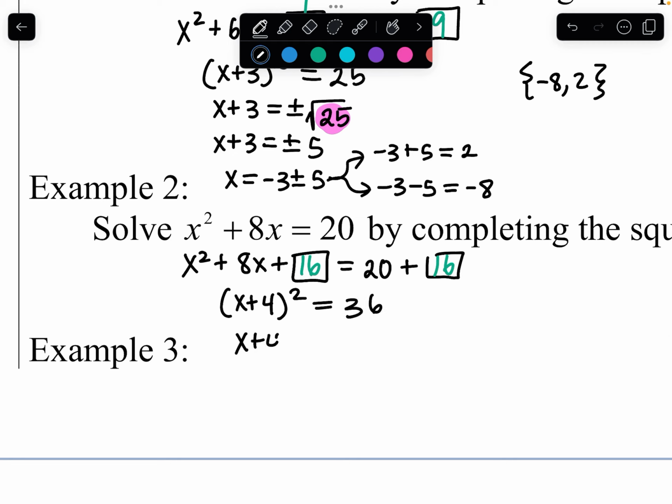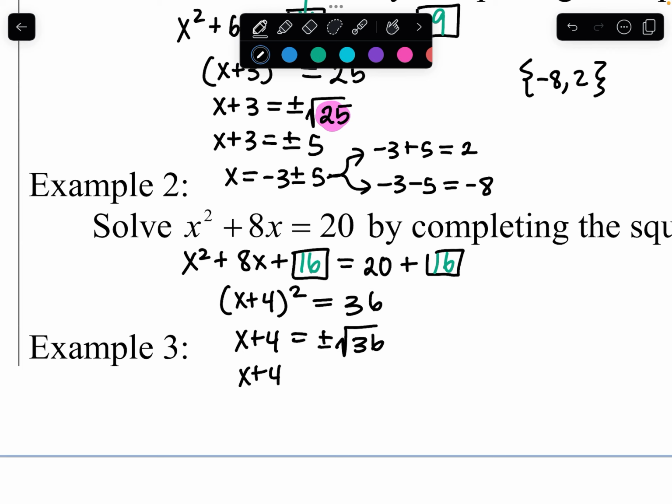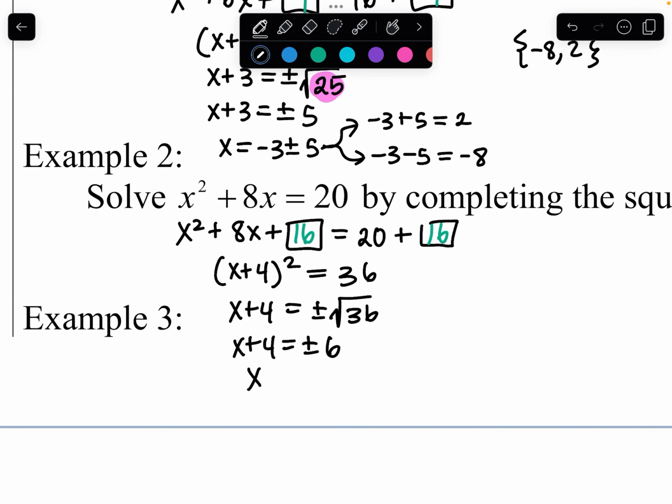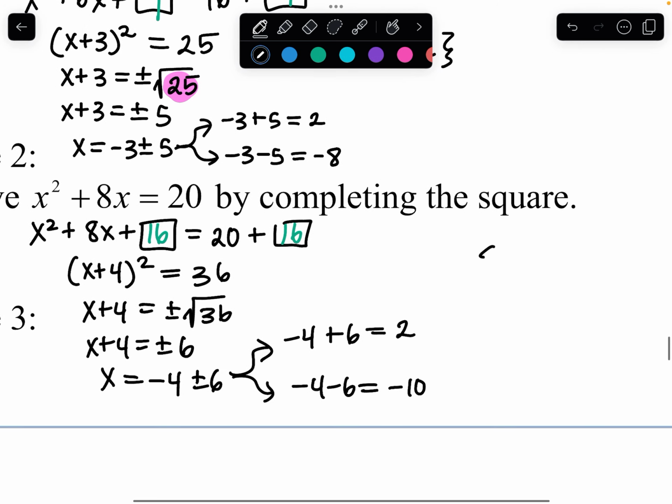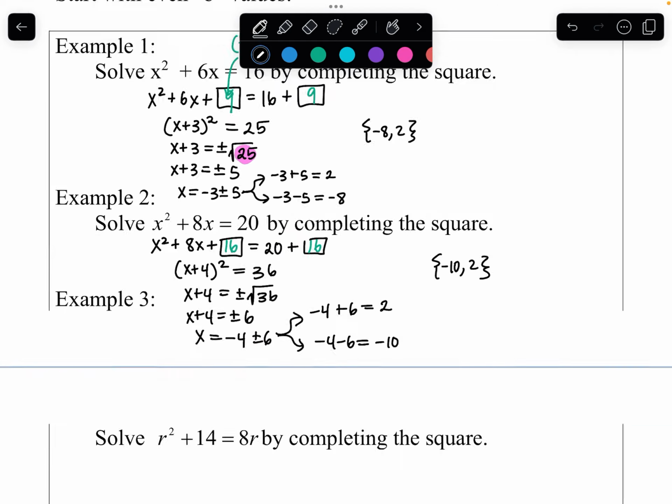So using our square root property, we have a perfect square, so we're going to get rational solutions. And then we slide the 4 over, so it's negative 4. And then break it into our cases, negative 4 plus 6, or negative 4 minus 6. In this case, we get 2. In this case, we get negative 10. So negative 10 and 2 would be our solutions.